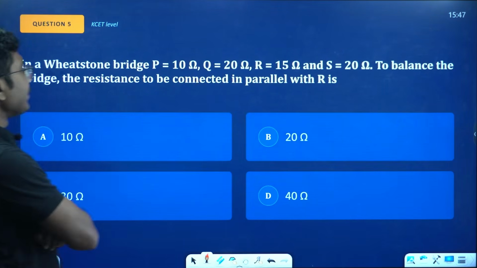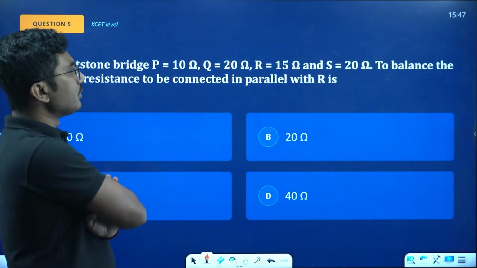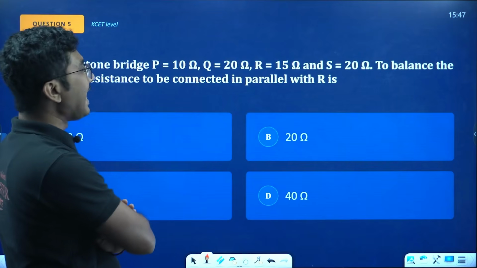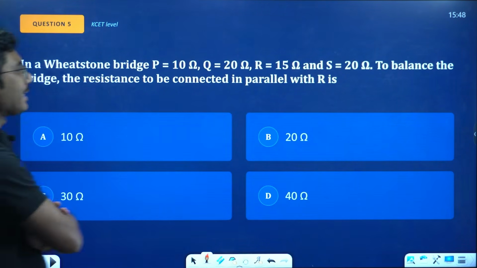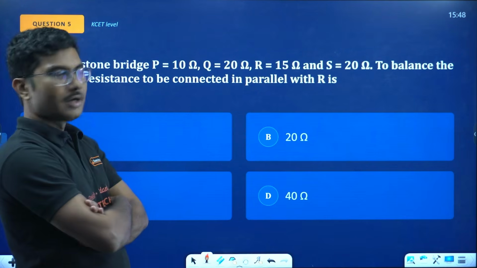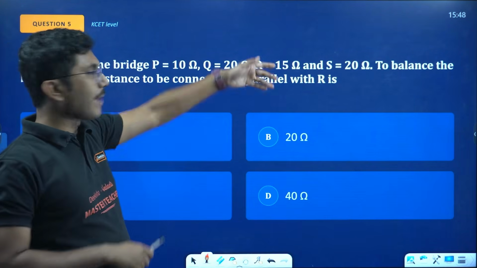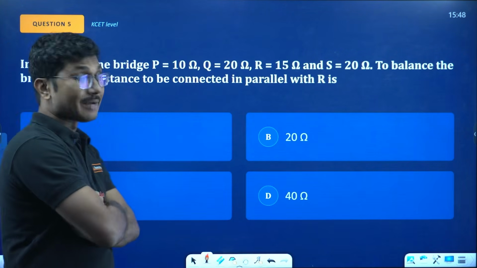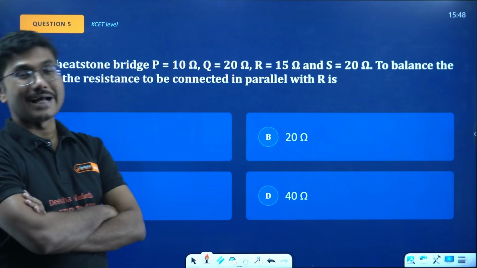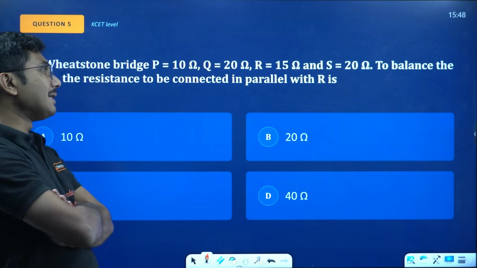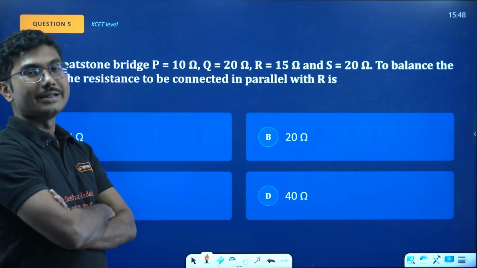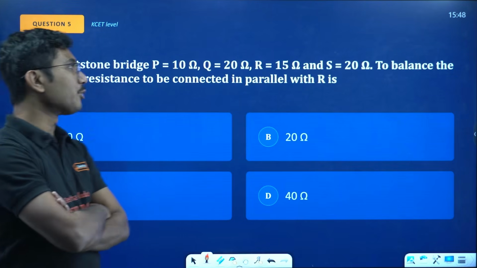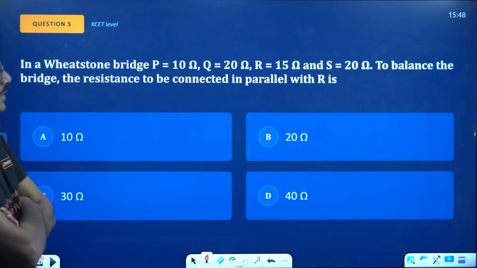In a Wheatstone bridge, P is equal to 10, Q is equal to 20, R is equal to 15, S equals 20 ohm. To balance the bridge, find the resistance to be connected in parallel with R. Here we are adding a resistance in parallel with R. In the exam they might say parallel or series, that may not be given to you. They might say the resistance that has to be connected, this ohm parallel, this ohm series, like that. So you have to be careful and check how much resistance you need to change.